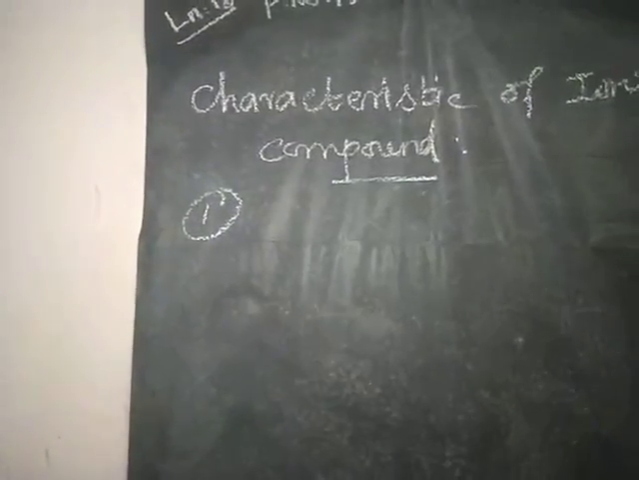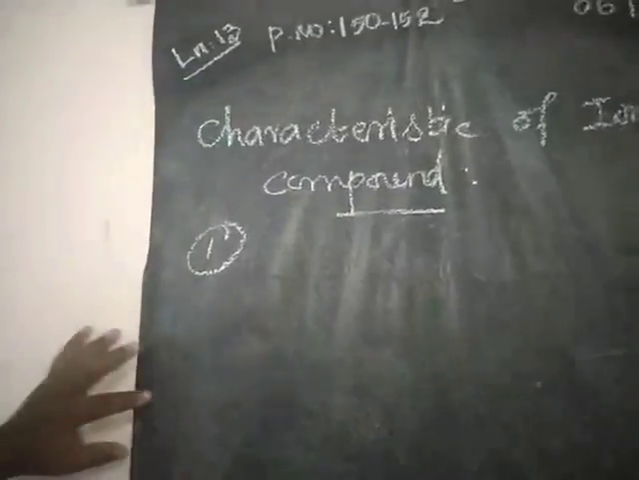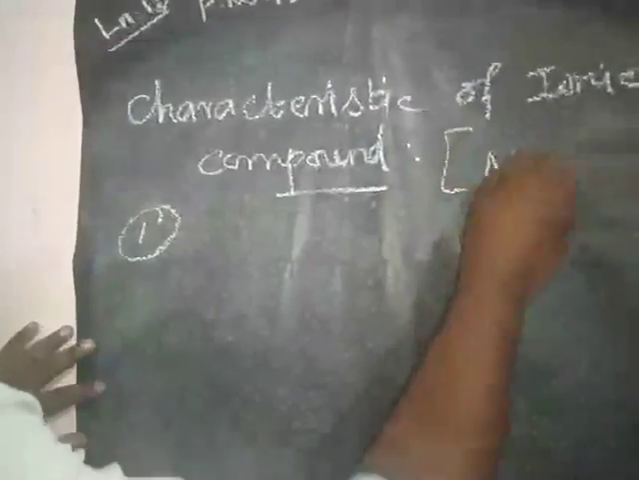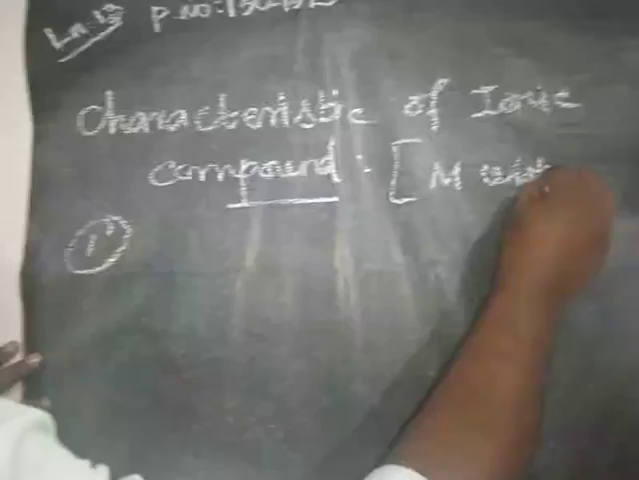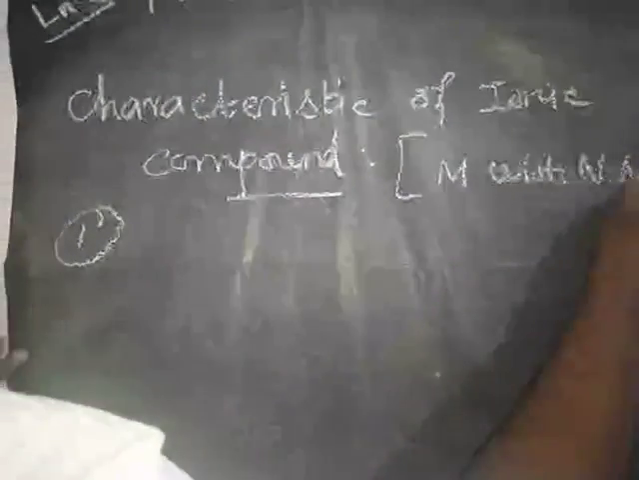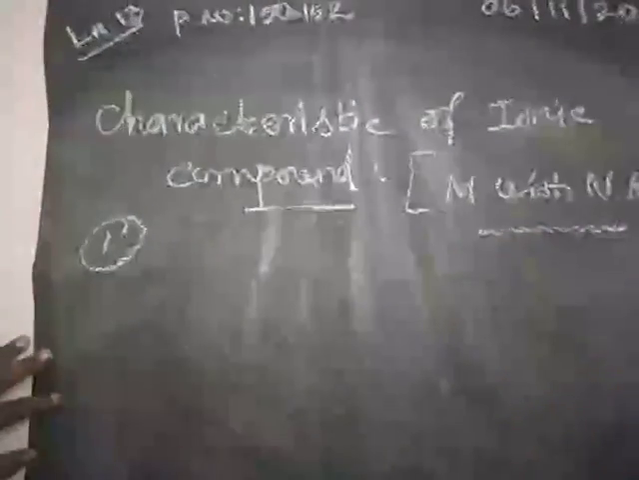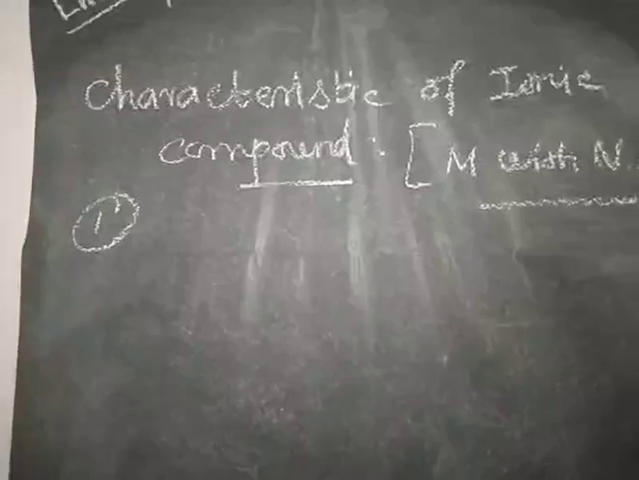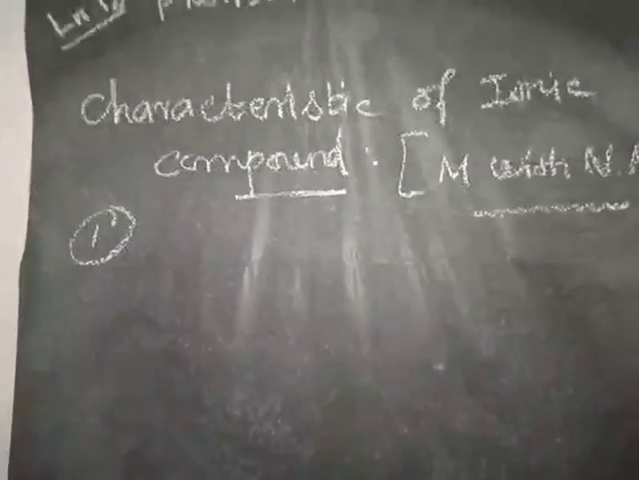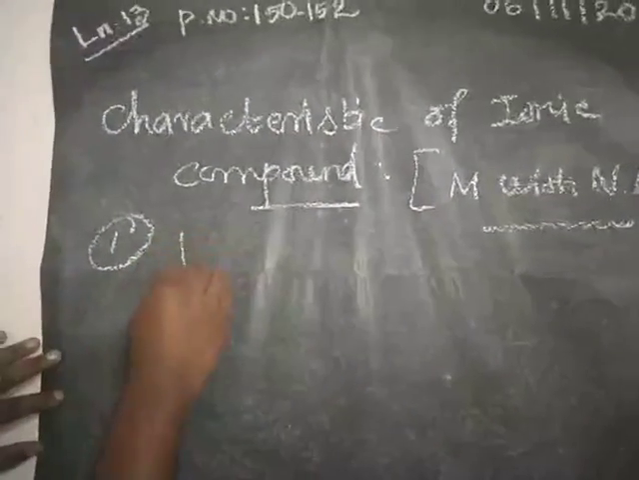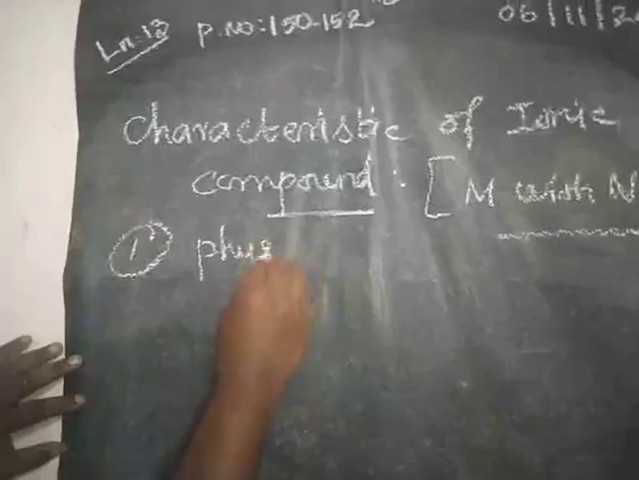So an ionic compound is formed between what? Metal with non-metal. The first characteristic: physical state.